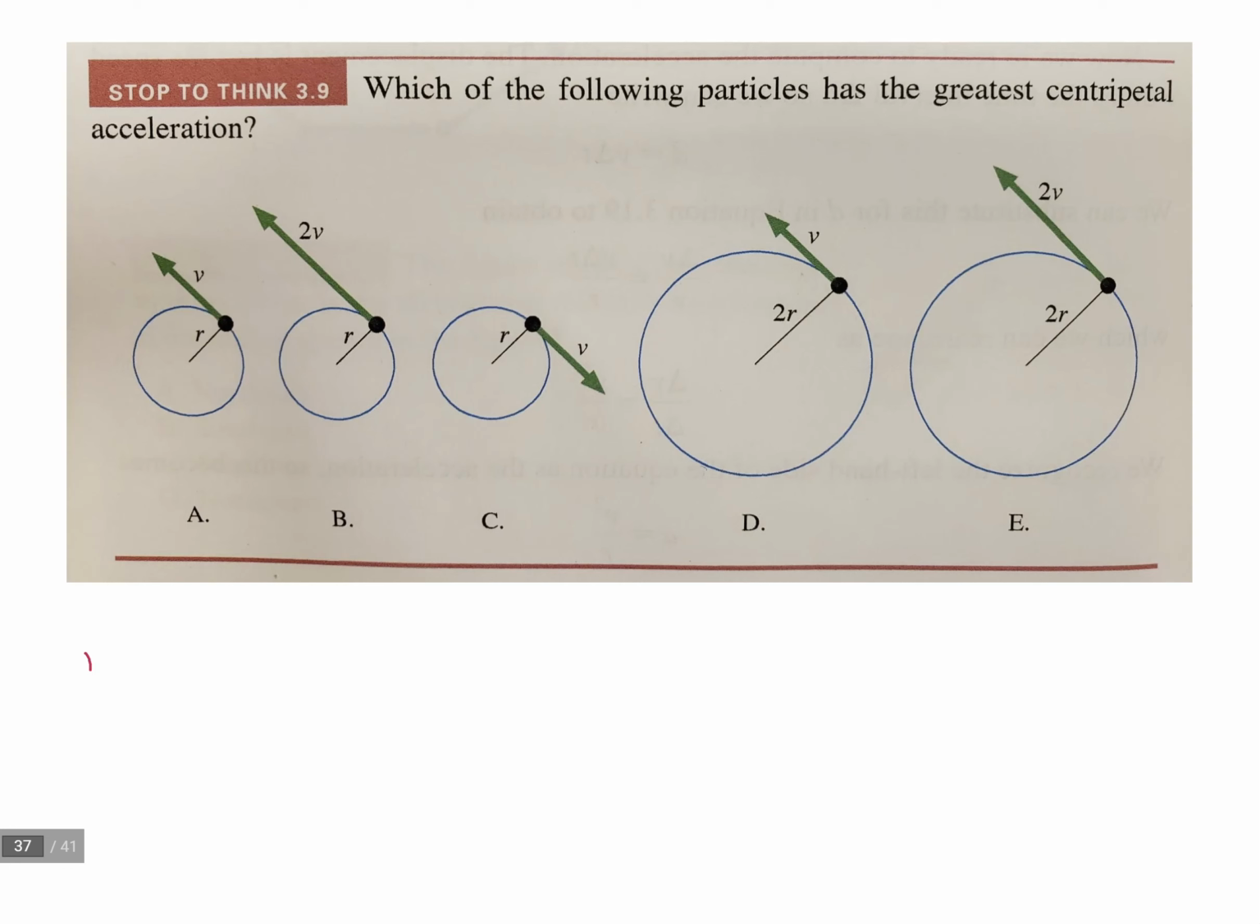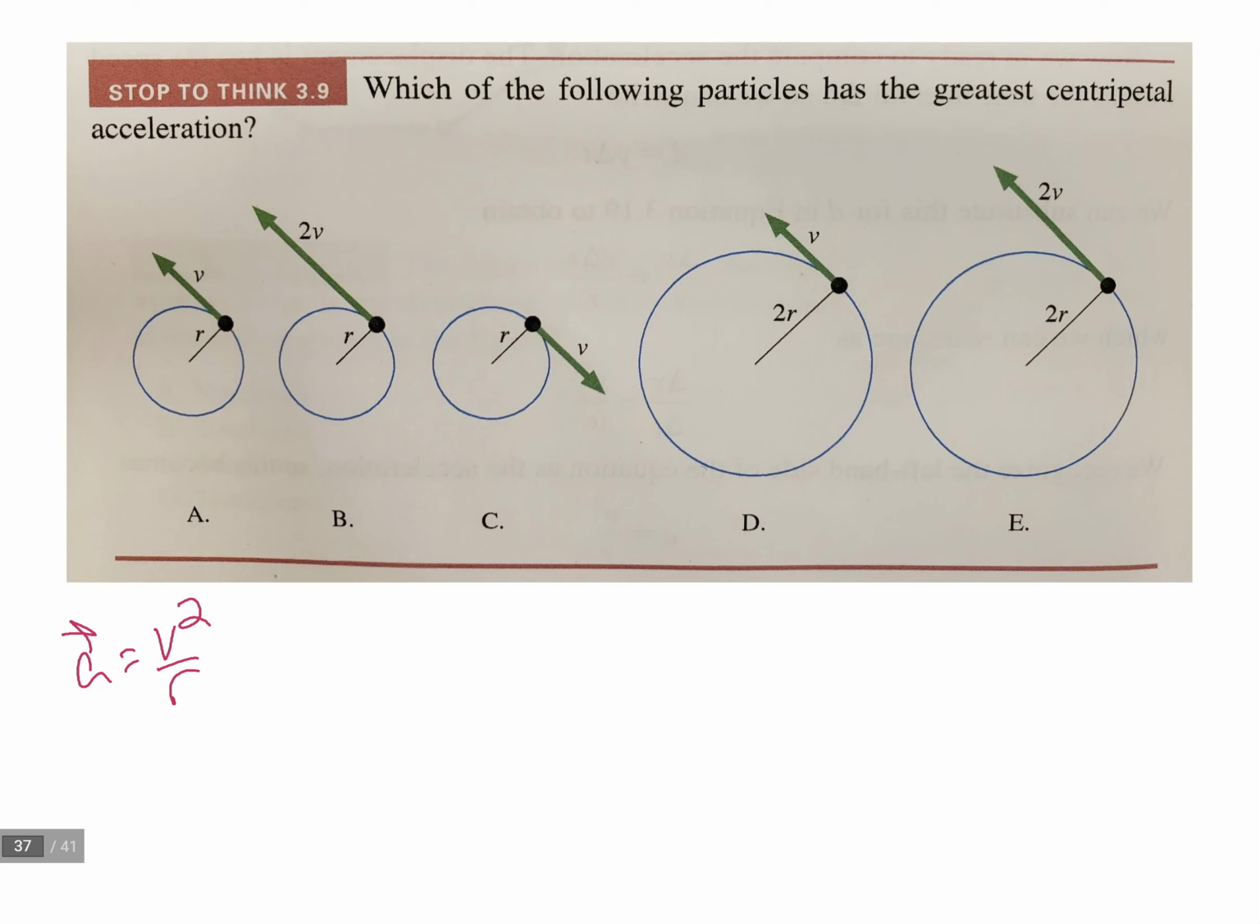Again, centripetal acceleration is v squared over r. So that means the bigger the velocity, the bigger the acceleration. And also because we're dividing by the radius, the smaller the radius, the bigger the acceleration. Okay? So those two things are going to combine. We need bigger speed, smaller radius. Okay? So just looking at the problem then, the biggest speeds are the 2v guys. The smallest radius is the 1r guys.